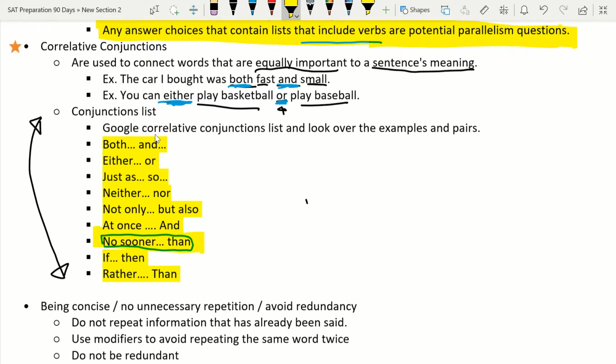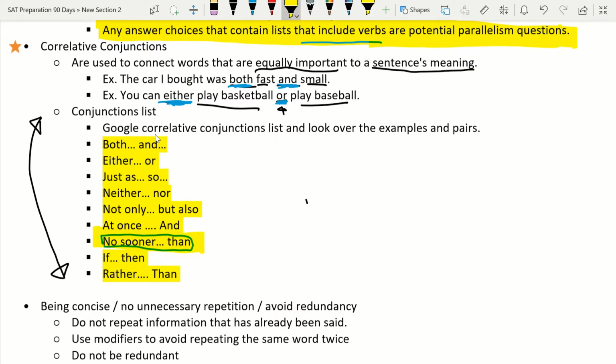So those are your list of correlative conjunctions that would be common and that I could see possibly showing up on the SAT. So you're going to want to make sure that you're comfortable with those. Get a read through. I'll go ahead and read them to you as well. So we have both and, either or, just as so, neither nor, not only but also, at once and, no sooner than, if then, rather than.